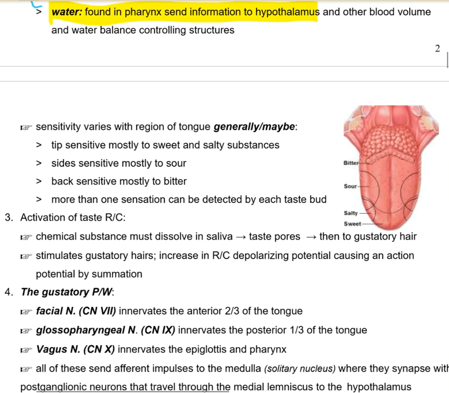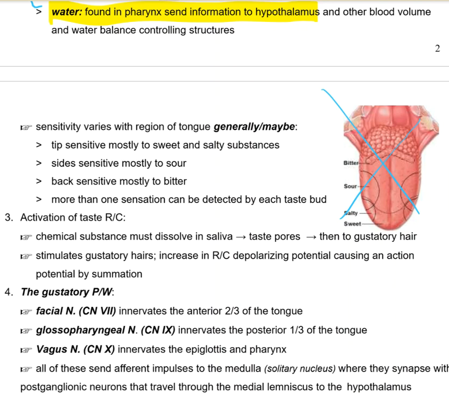Now, sensitivity varying with the region of the tongue. Most of this has been disproven. There's probably some generalizations here that are still true, but for the most part, we're not going to worry about different parts of the tongue having those tastes on them. So we're going to just ignore that.